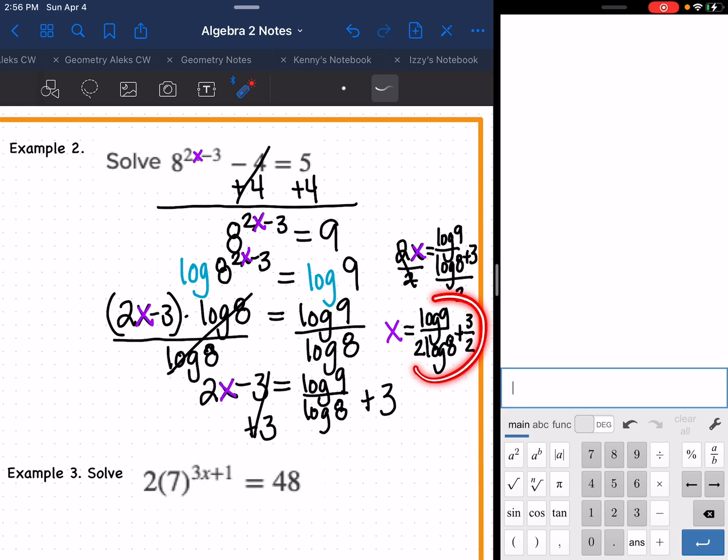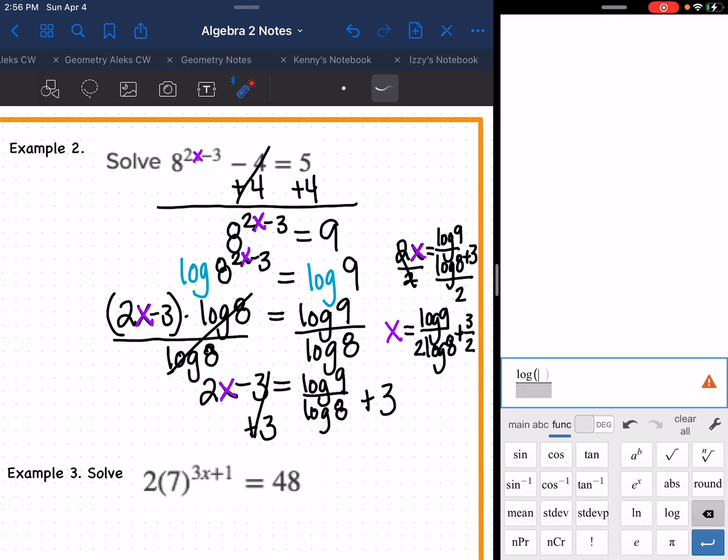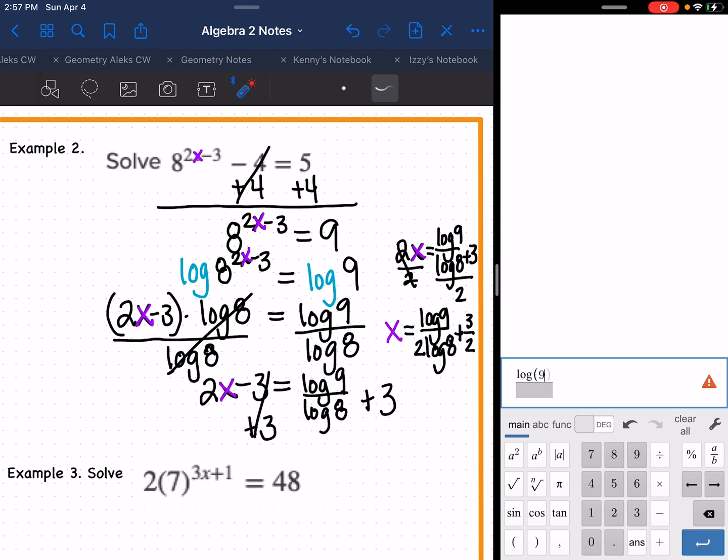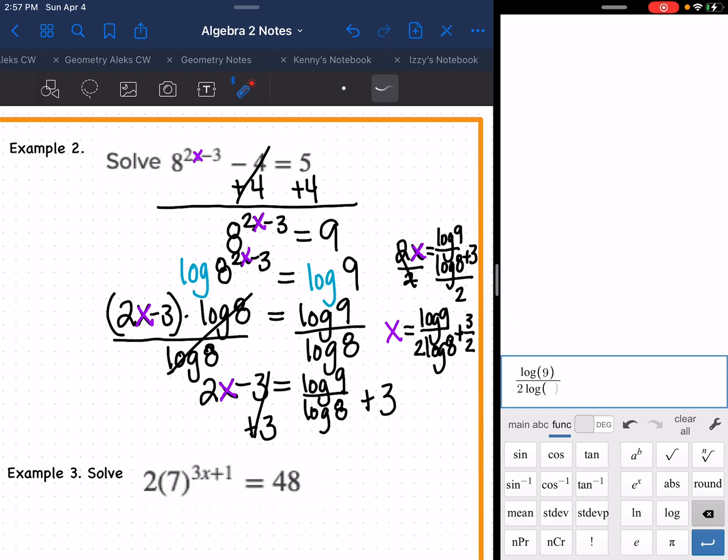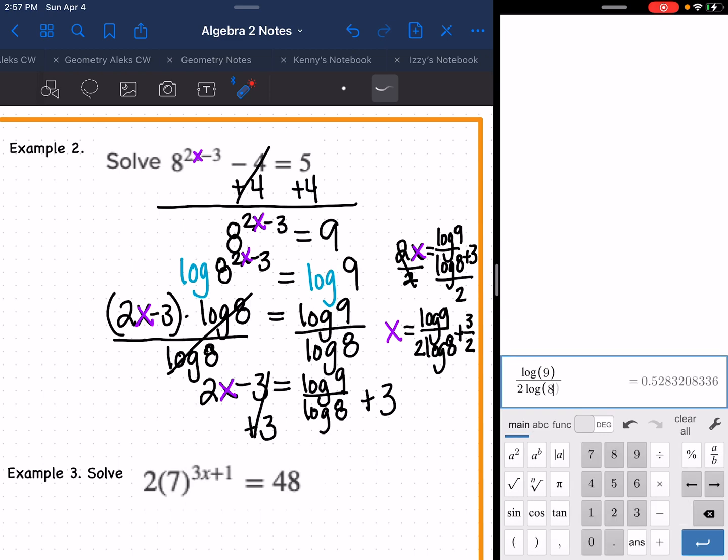Now I can grab all of this and let's go over to Desmos and put it in. So I'm going to start with my fraction and I'm going to grab my log, 9. I'm going to put 2. You can press times if you want, but you should be able to just go ahead and do log. And then I'm going to add my fraction of 3 halves. And there we go. There's my decimal right there.